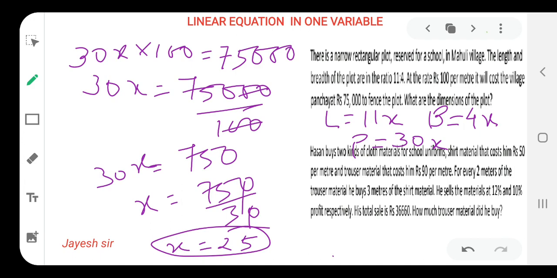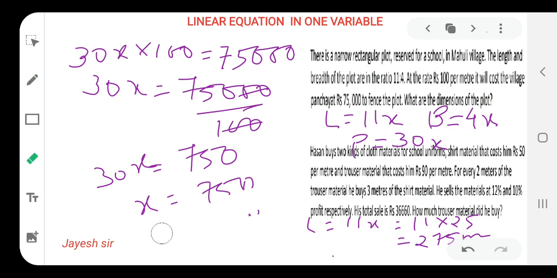Now the other thing we can do, friends, is find the length and breadth. Length equals, what is the length? 11x. That means 11 into 25 we can do. 11 into 25 will result in 275. So the length of the rectangular field is 275 meters, and the breadth also we can find. Similarly we will find the breadth over here.